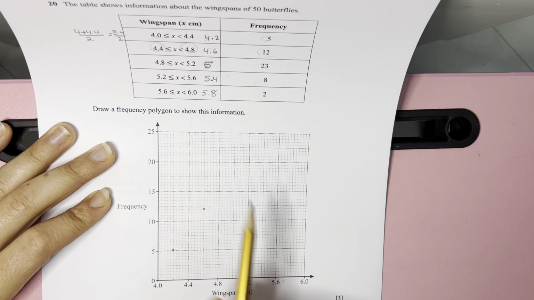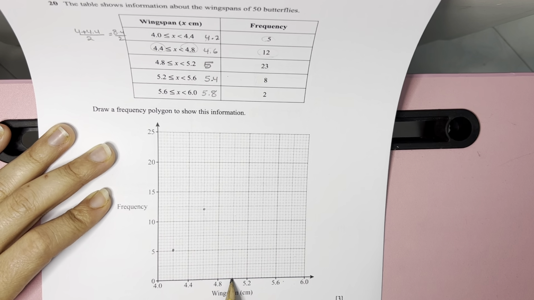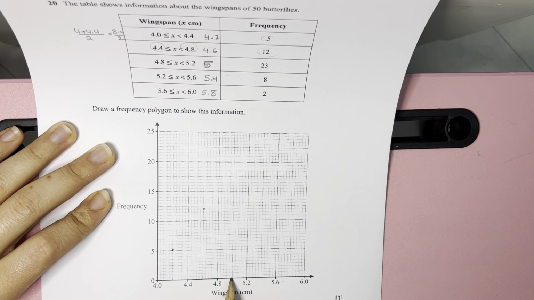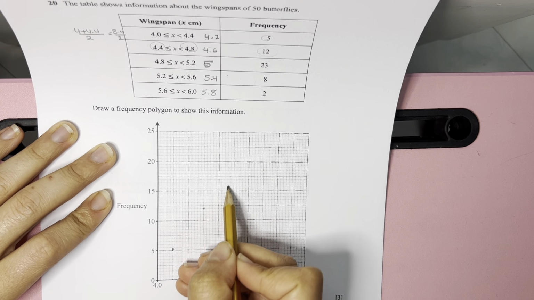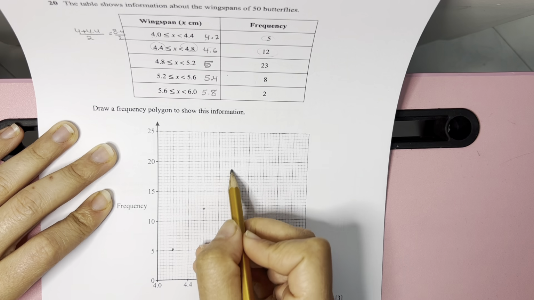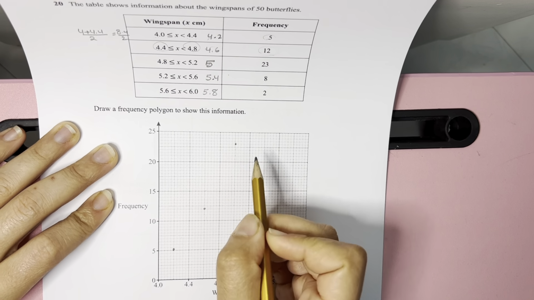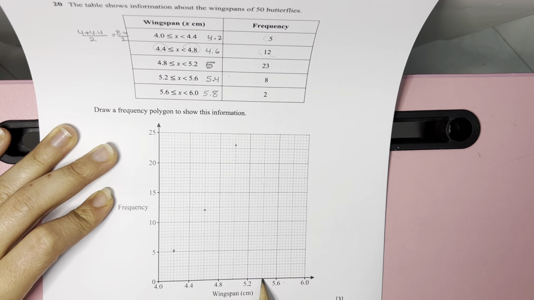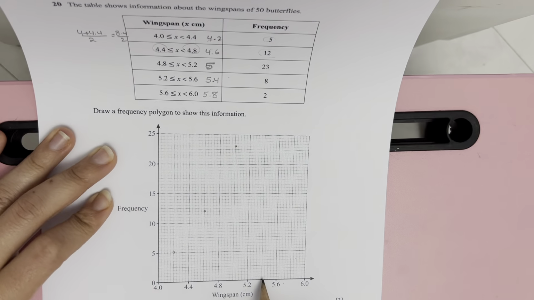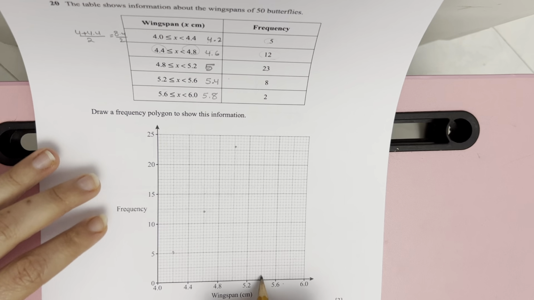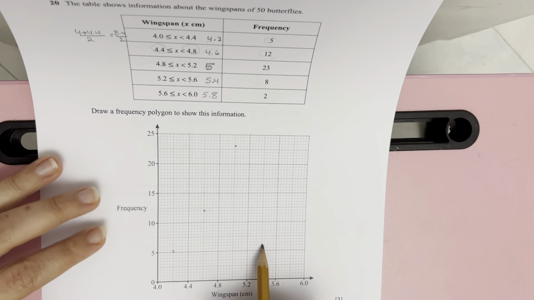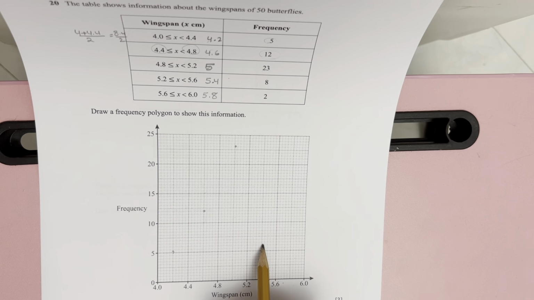Then 5, which is here, and 23. So go to 20, 1, 2, 3. Then 5.4 and 8. Go to 5, 6, 7, 8.